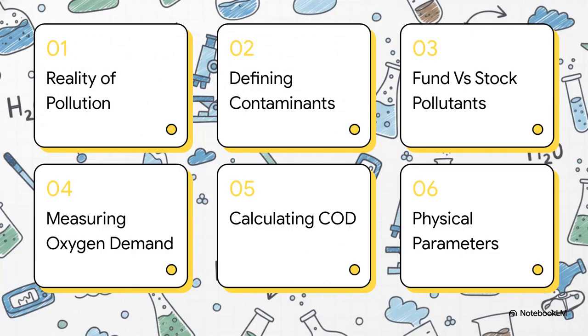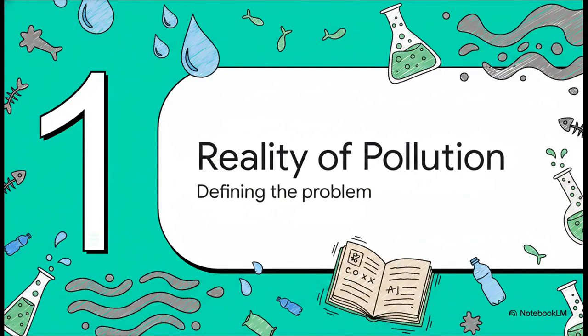So, here's our game plan for today. We're looking at the reality of water pollution, defining our contaminants, comparing fund versus stock pollutants, measuring oxygen demand, calculating BOD, and wrapping up with physical quality parameters. All right, part 1, the reality of water pollution.